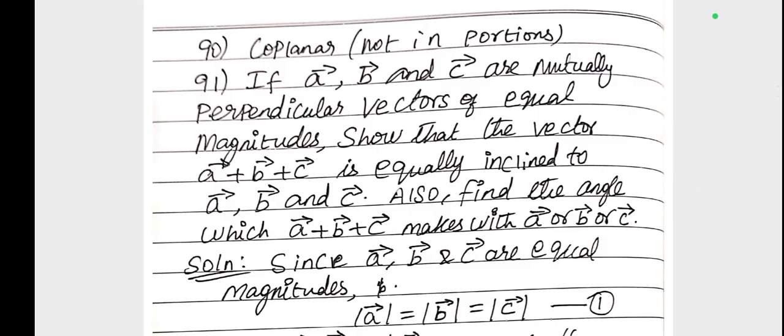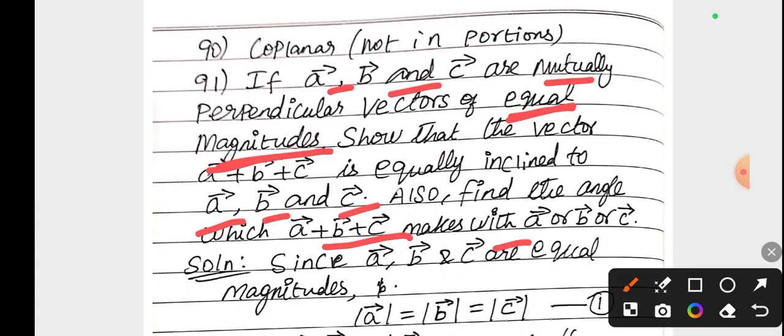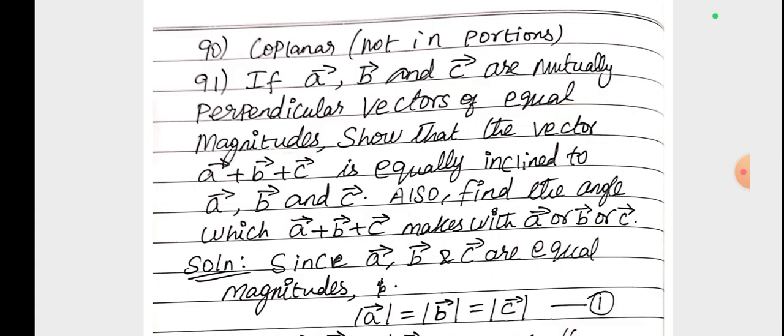Then the 90th one is coplanar, which is not in the portion. So we have to go for the 91st. A vector, B vector, C vector are mutually perpendicular vectors of equal magnitudes. We want to show that the vector A vector plus B vector plus C vector is equally inclined to A vector, B vector and C vector. Also find the angle which A vector plus B vector plus C vector makes with A vector or B vector or C vector. So what is the way to do it now?